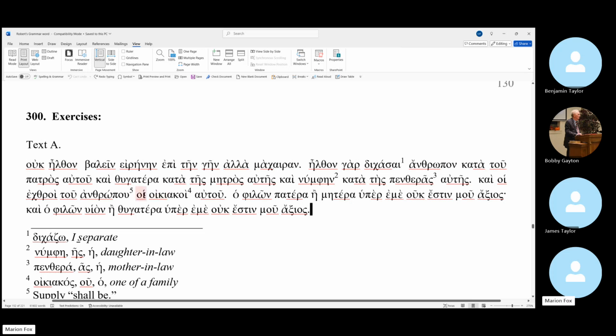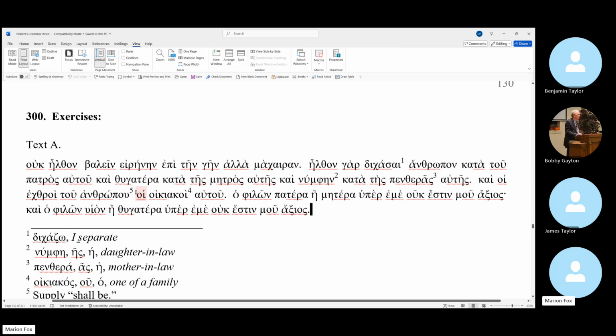Well, we could say James Taylor, father of Benjamin Taylor. I told you his name is James Taylor, and then I told you some more about him. So right here, these enemies are described further, and that's why they say shall be, because it's a predicate nominative.